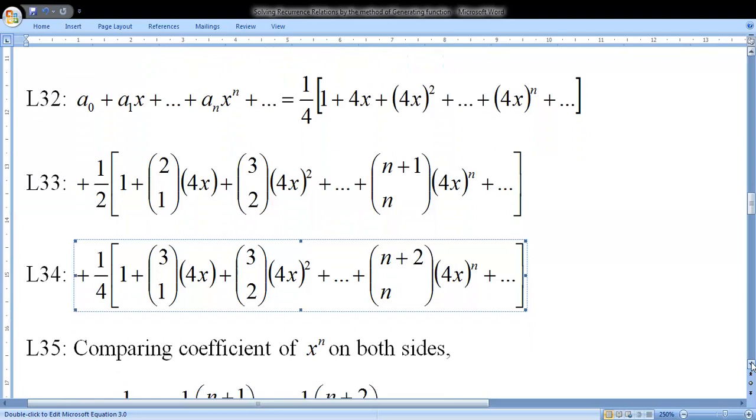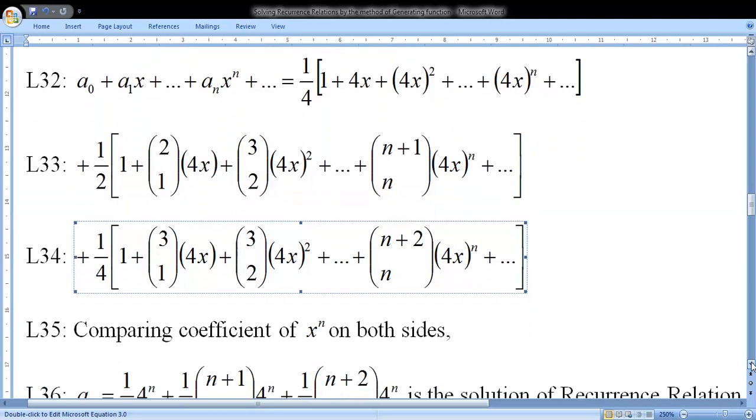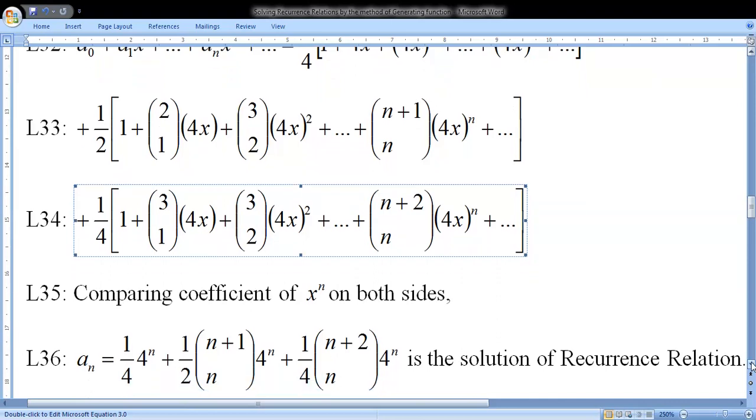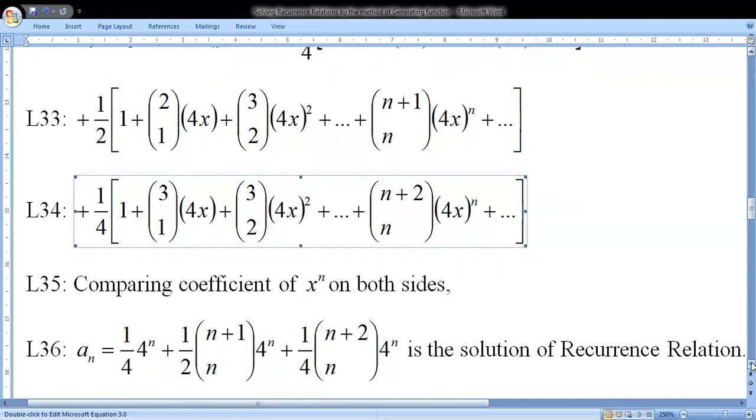Okay. Then I have compared coefficient of x power n on both sides. In the left hand side, coefficient of x power n is an. In the right hand side, coefficient of x power n is, from the first term of RHS, it is 1 by 4 into 4 power n. And in the second term, that is from line 33, x power n coefficient is n plus 1 cn 4 power n. And in the third term of RHS, it is n plus 2 cn 4 power n. Hence, it is the solution of the recurrence relation.